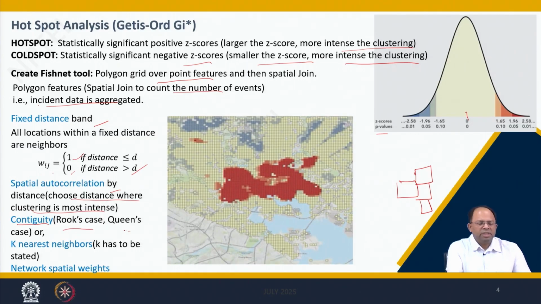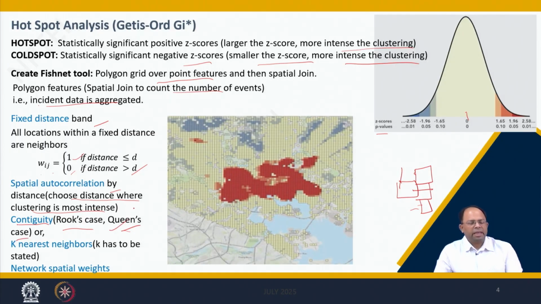So there is rook's case and queen's case, which come from chess. Queen's case is that the queen can go in all directions, so all the points surrounding are neighbors. Rook's case is that it can only go in certain directions, not in the diagonals, only in the straight lines. So only those would be considered as neighbors. So these are the two ways we can consider neighbors.